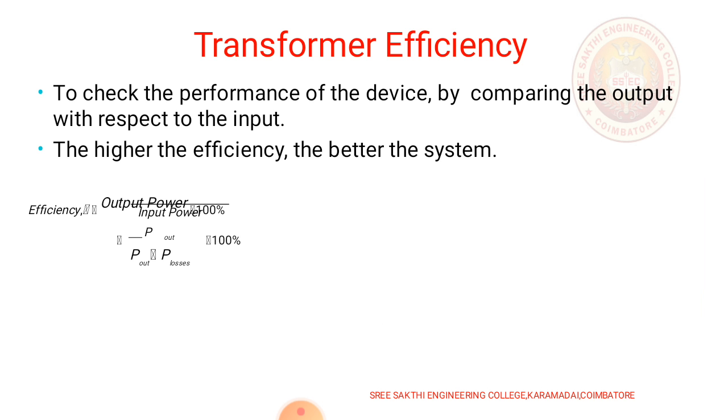Transformer efficiency. To check the performance of the device, efficiency is calculated. Higher the efficiency, better the system. That is, efficiency is given by output power by input power into 100, that is P out by P out plus P losses into 100.